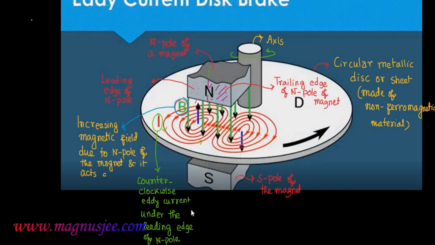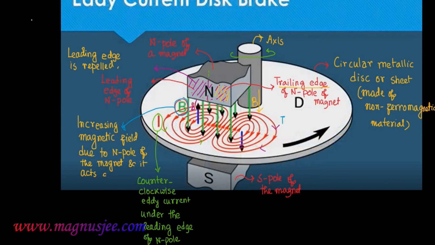Similarly, this counterclockwise eddy current will produce a magnetic field B prime in vertically upward direction under the leading edge of the North Pole. And in this case, this leading edge of the North Pole is repelled by the magnetic field B prime due to the flow of eddy current in counterclockwise direction.